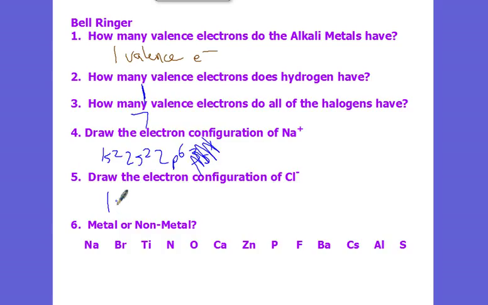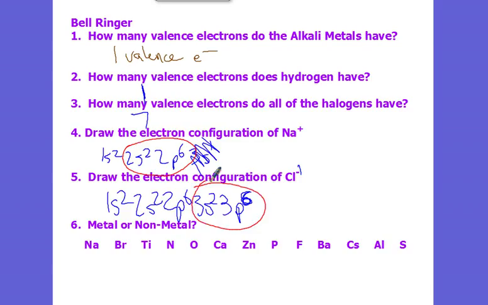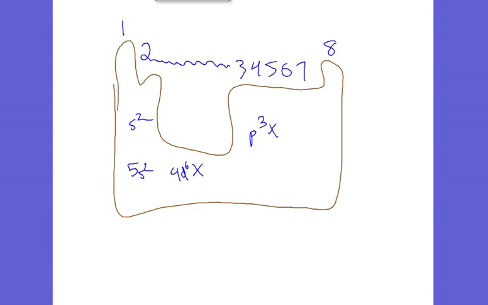Chlorine, minus 1. Chlorine is 1s2, 2s2, 2p6, 3s2, 3p5. Except it's a minus 1. Where do you think that extra electron is going to go? 3p6. Take a look at this thing. This has how many electrons on the outside now? 8. This has how many electrons on the outside now? Magic number 8 appears again. It's like a crazy 8.